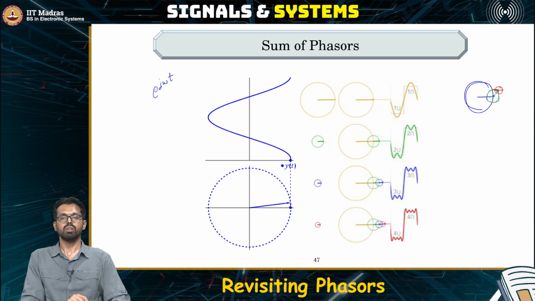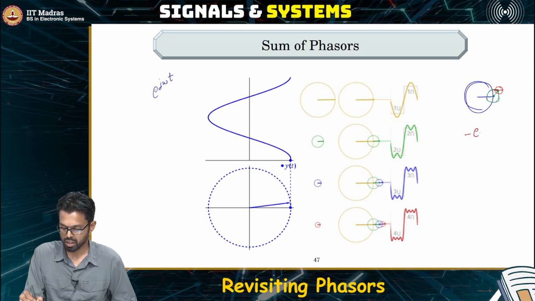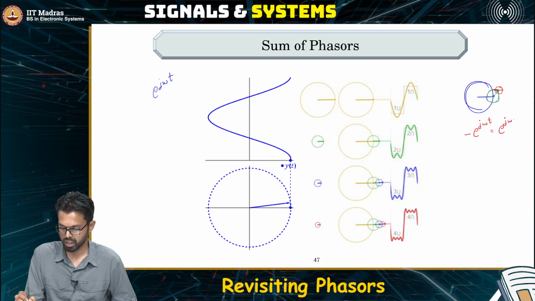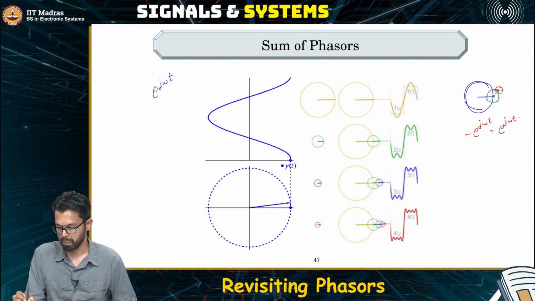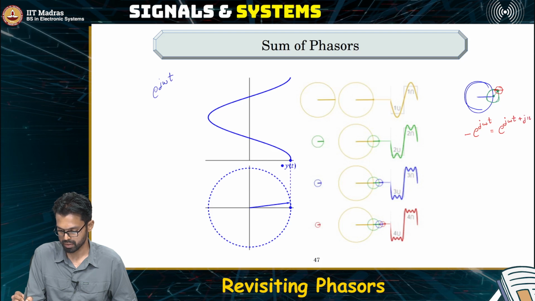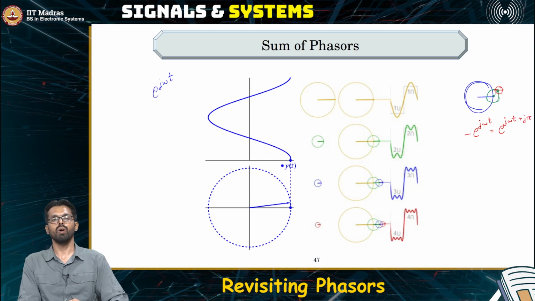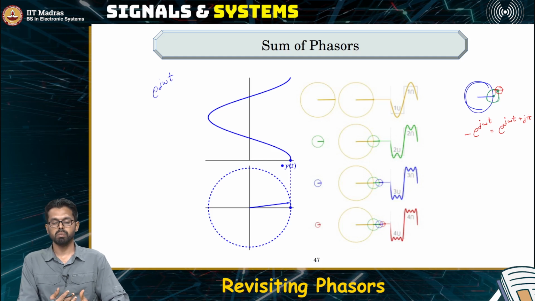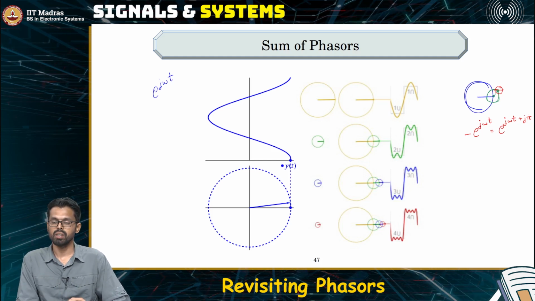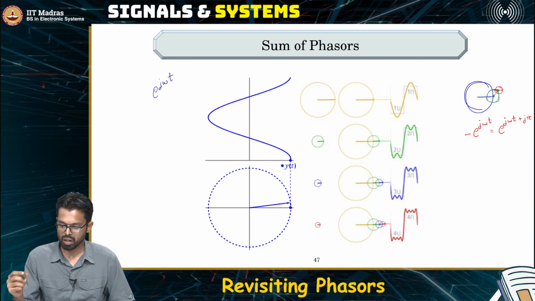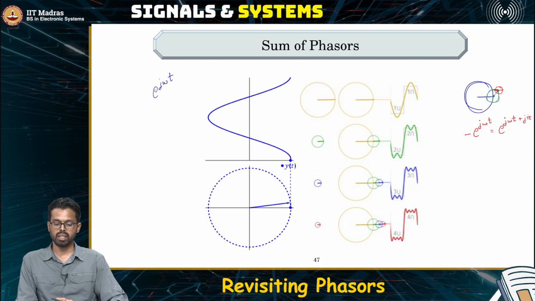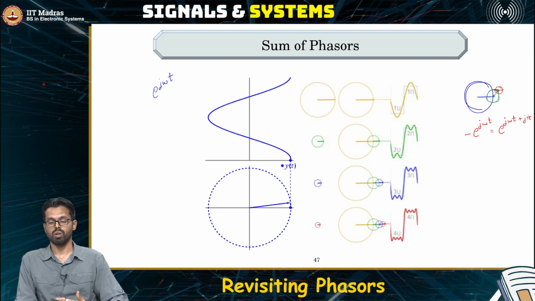Okay, so minus e power j omega t is equivalent to e power j omega t plus j pi. So subtracting two phasors is simply nothing but adding them with a phase shift. Now you can notice one thing, all the phasors are always moving in the clockwise or anti-clockwise direction.